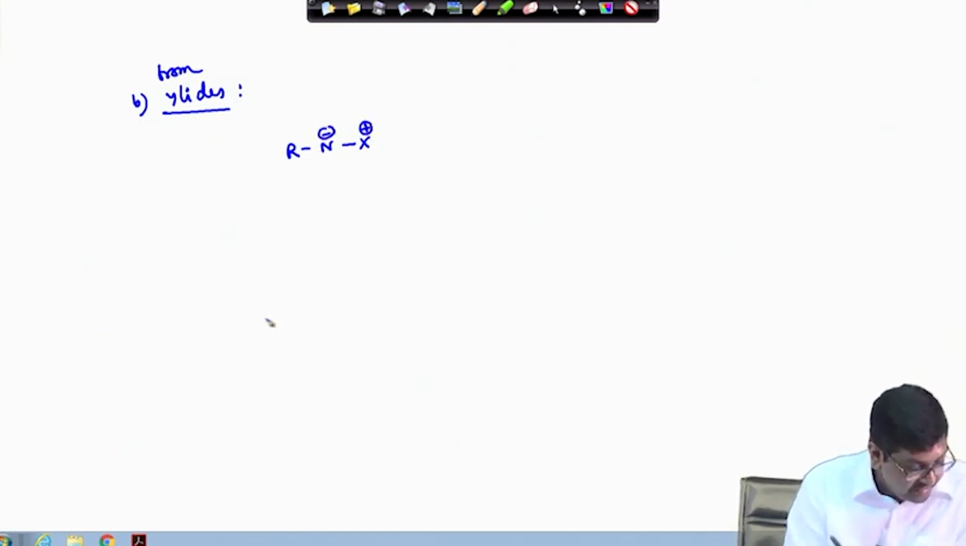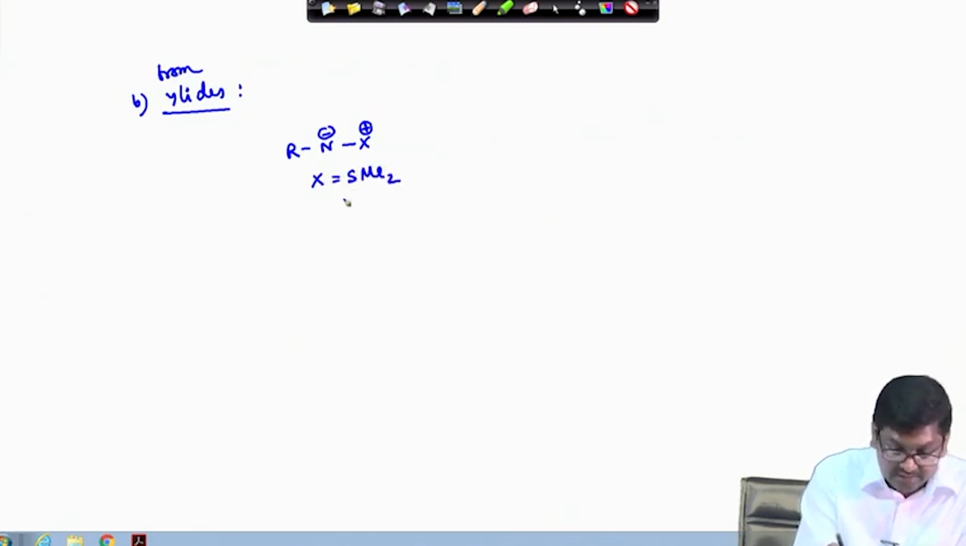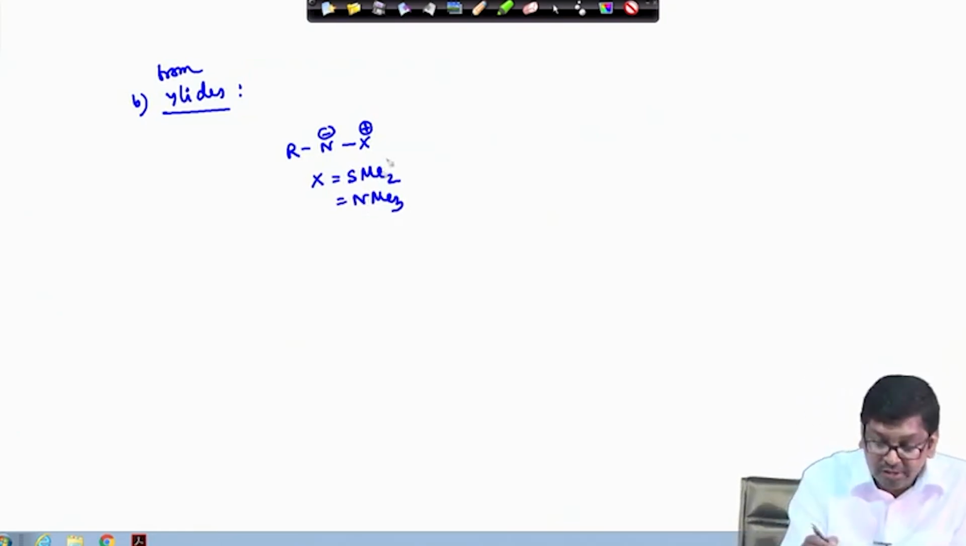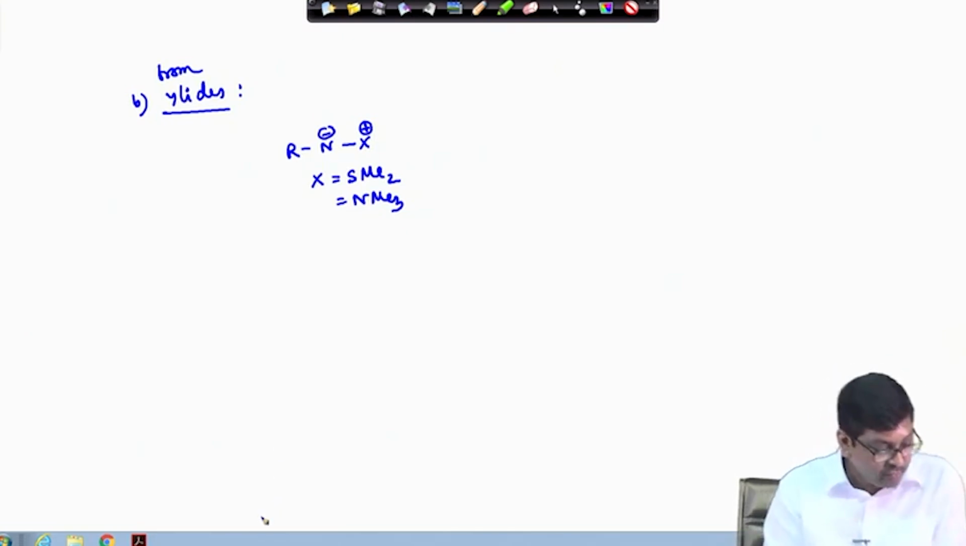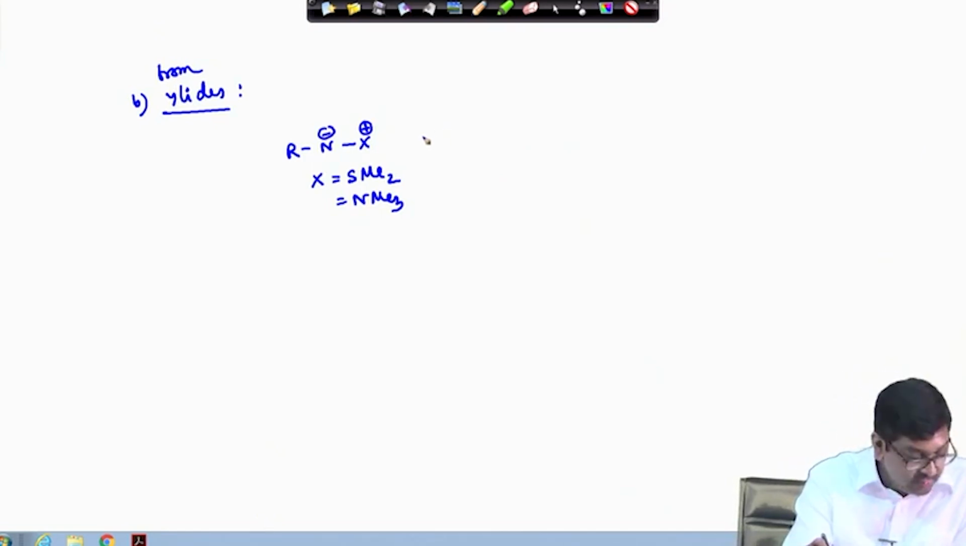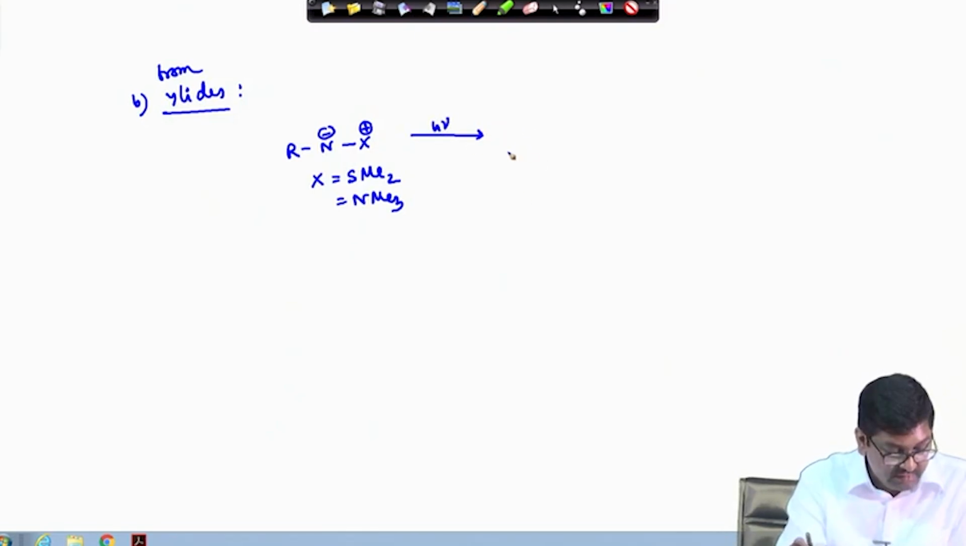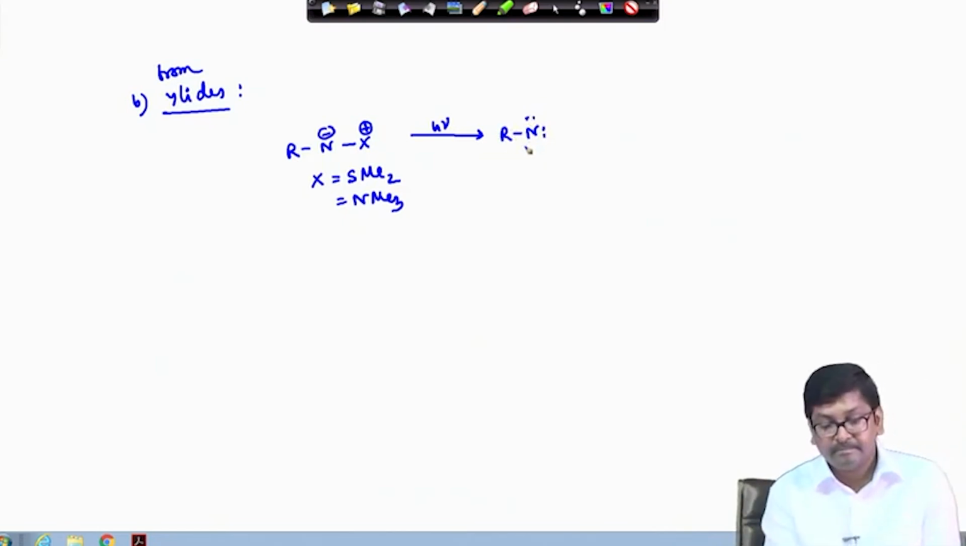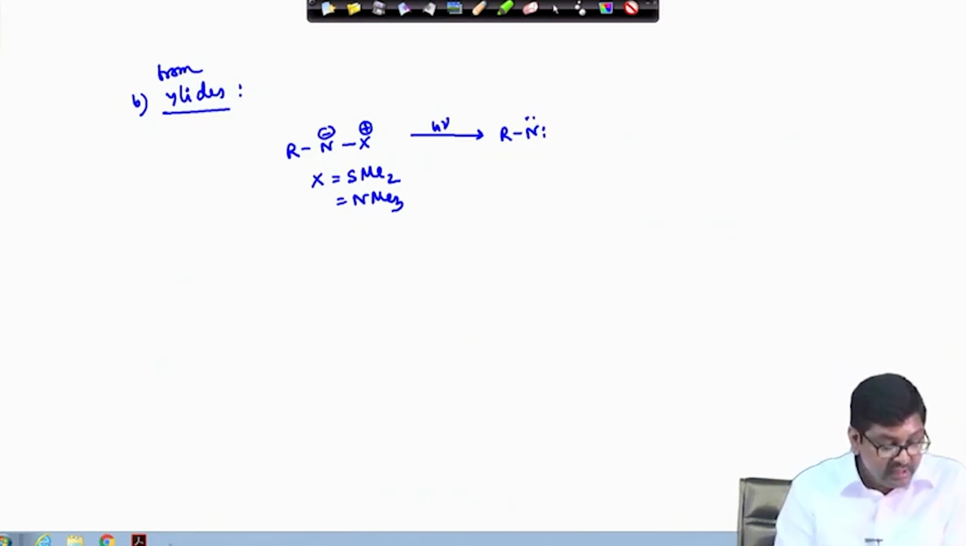And here X could be SMe2 or NMe3. So, they are actually giving this type of ylides, and these are called iminophosphorane or iminosulfurane, and these iminophosphorane or iminosulfurane in presence of h nu actually give the corresponding nitrene. We will see many examples with those later.